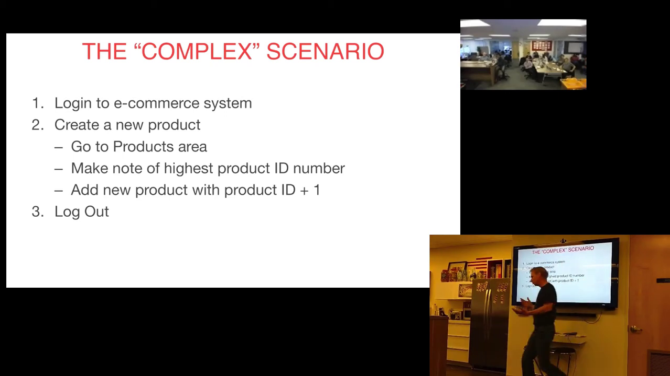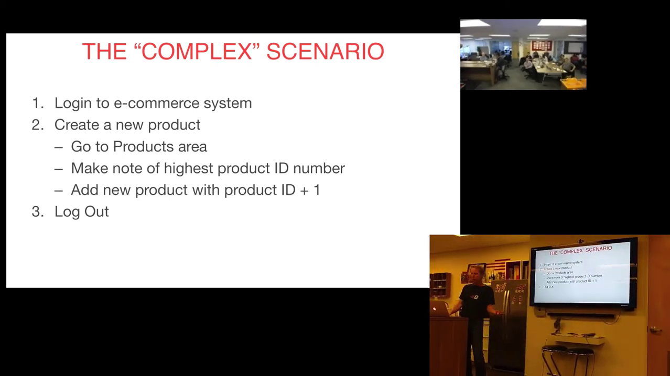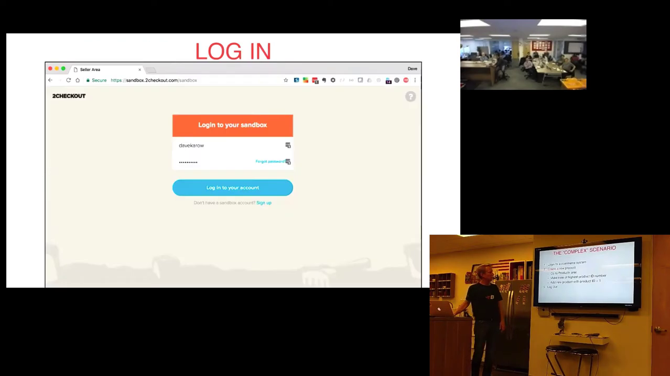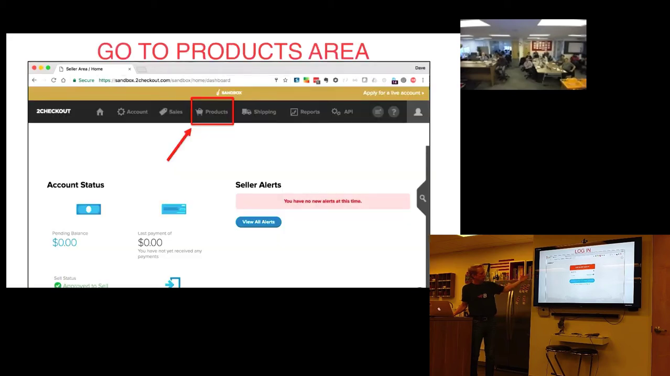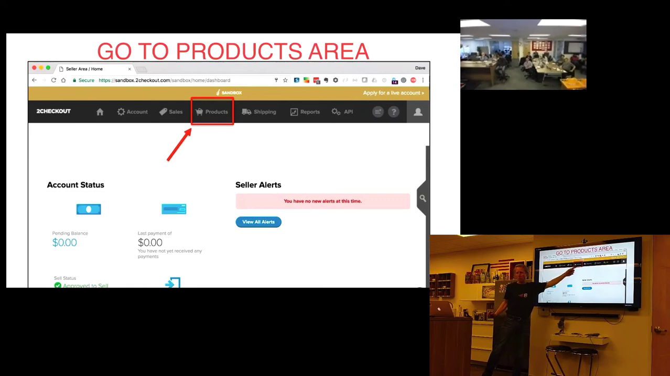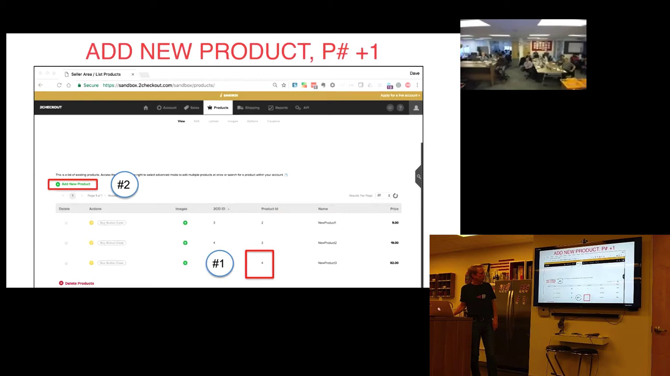Okay? So, not a hello world, not crazy complex, but here's what it looks like. We're using a sandbox from a company called 2Checkout, which is a shopping cart provider. We'll go to the login screen. We'll post a login to it. Once we get in, we'll navigate to the products area. Once we get into the products area, we'll see a list of the products that exist already. And we'll figure out what the highest product ID number is in the catalog so far.